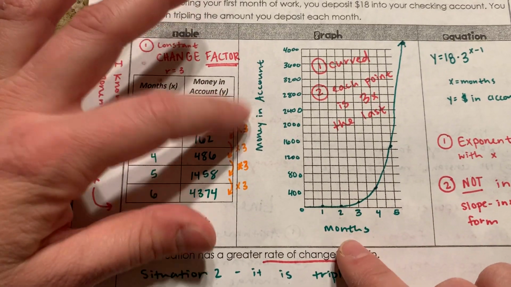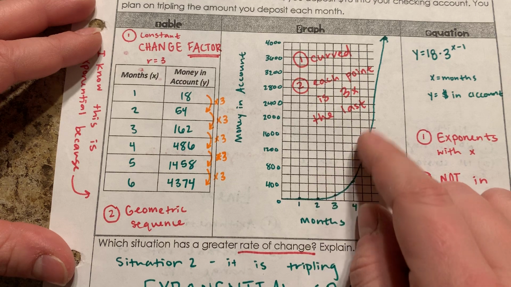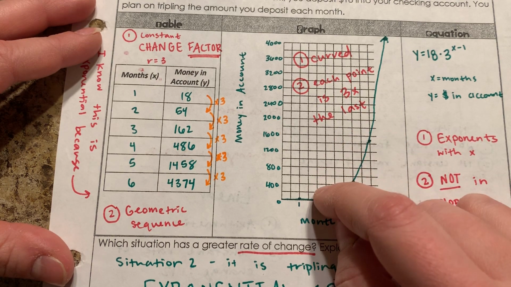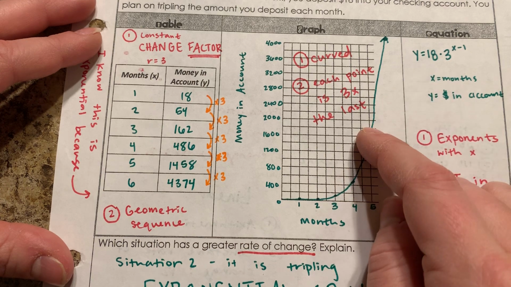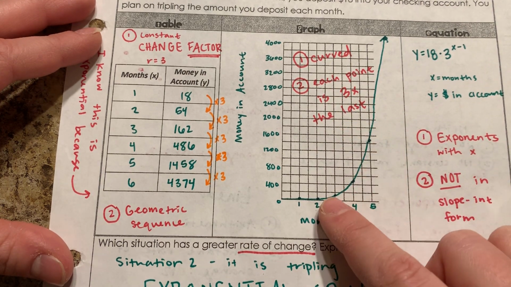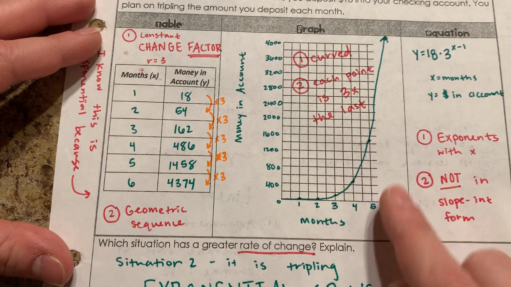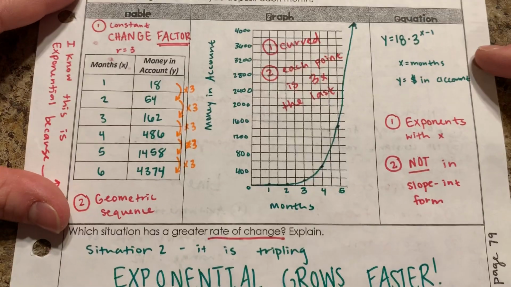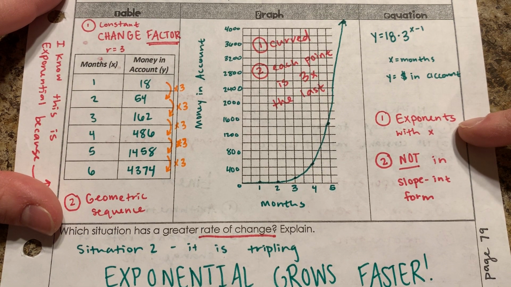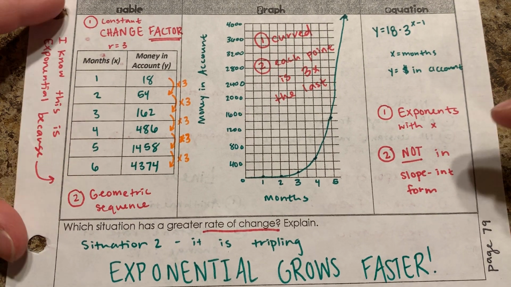When we are looking at the graph, it is a curved graph. Technically, we could have left this one not connected, just if this person was not depositing single amounts every month. And also, each point is 3 times the last point. If you look at each dot here, they grow 3 times each point. And lastly, to tell if an equation is exponential, dun dun dun, it has exponents with the x value, and it's also not in slope-intercept form here.